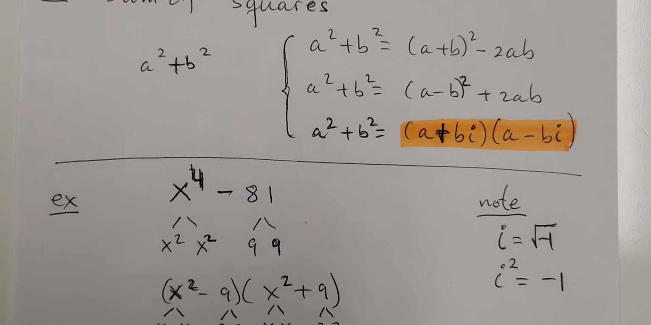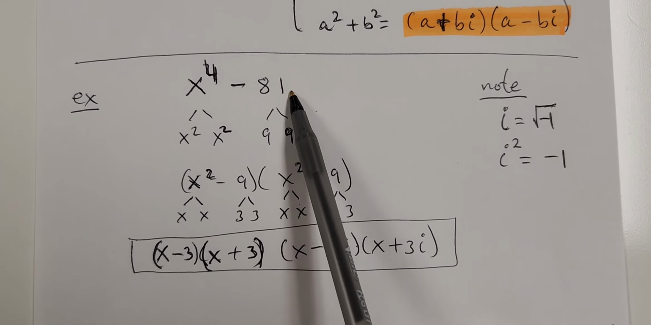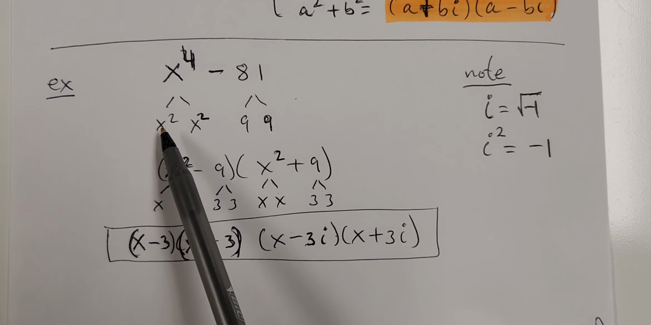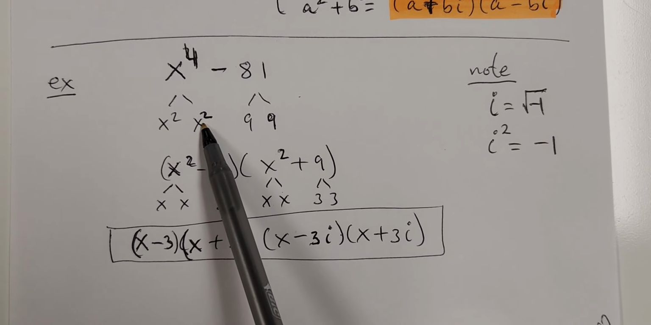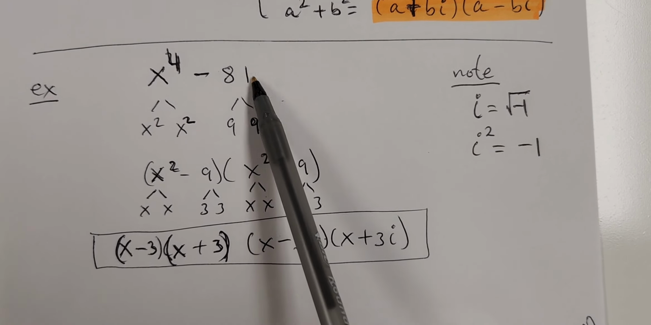Okay, so here I have an example. x to the 4th minus 81. This x to the 4th can be broken up evenly as x squared and another x squared. 81 is 9 times 9, which is 81.